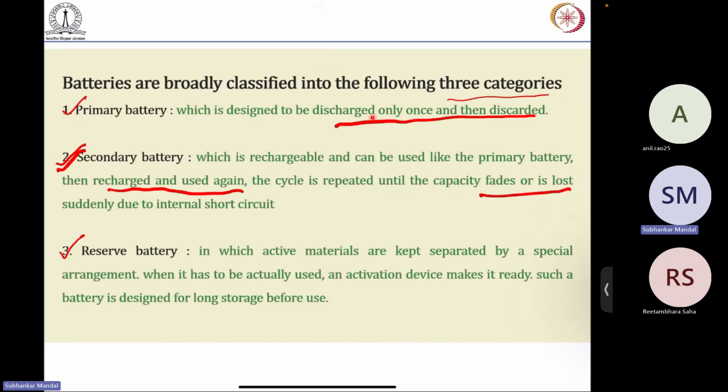And what is a reserve battery? In a reserve battery, the active materials are kept separated by a special arrangement, and an activation device makes it ready. This battery is designed for long storage before use, so it has a long shelf life. Okay, so that is the key thing.